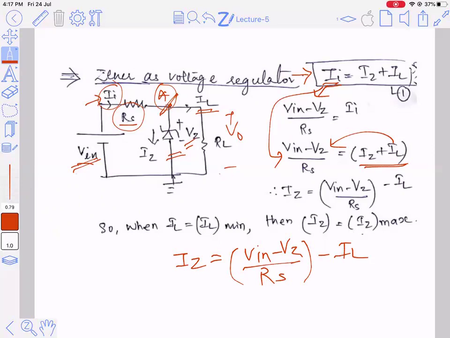So this is nothing but what you're doing. You're doing Iz is nothing but II minus IL. Look at this first equation, Iz is nothing but II minus IL.